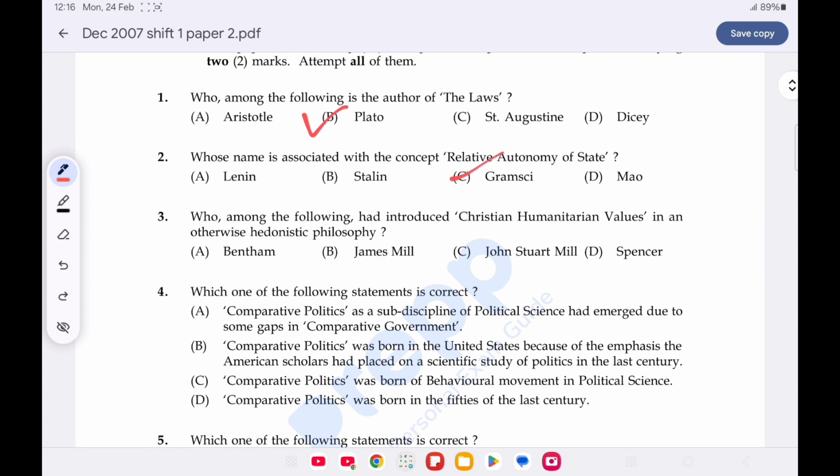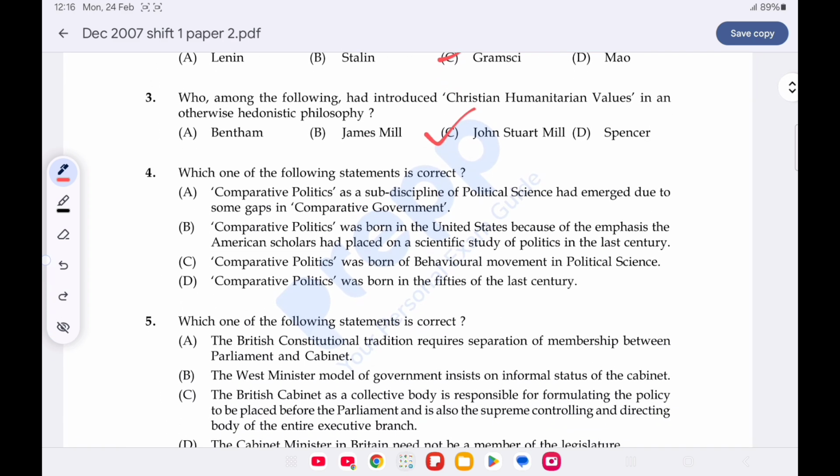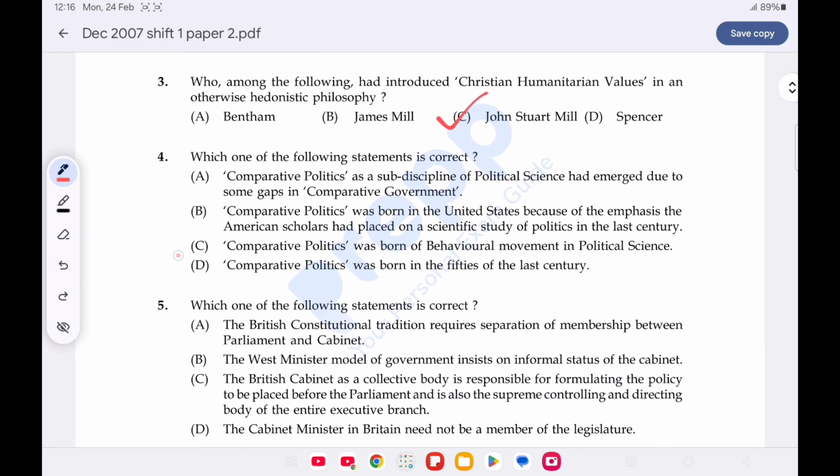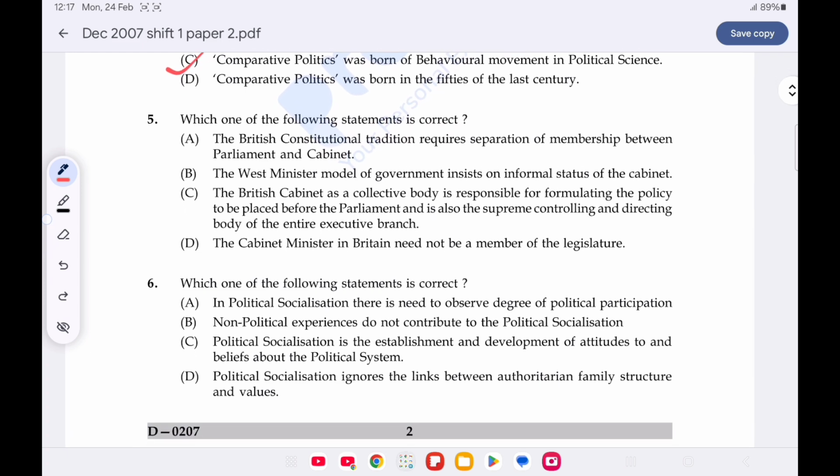Now question number 3. Who among the following had introduced Christian humanitarian values in an otherwise hedonistic philosophy? Option C is correct, John Stuart Mill. Now question number 4. Which of the following statement is correct? Option C is correct. Comparative politics was born of behavioral movement in political science. Now question number 5. Which of the following statement is correct?